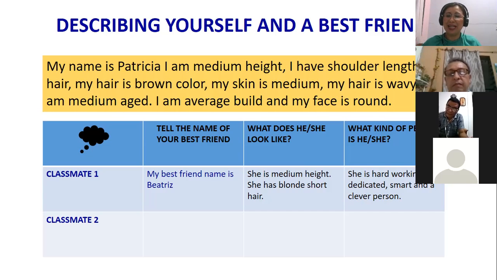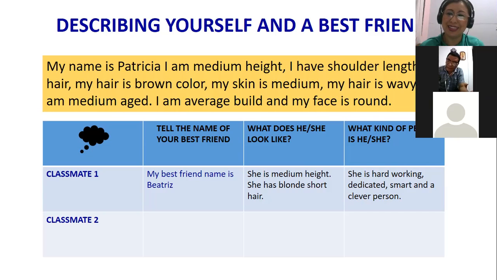Okay, Samuel, who are you going to describe? My best friend's name is Kenny. He is medium height. He has long black hair. He is hardworking. He is dedicated. He's funny. He is a very good person. Okay, excellent. Thank you. Great job describing people.